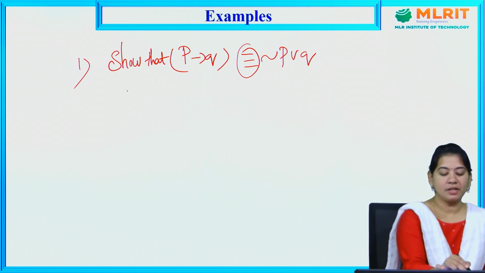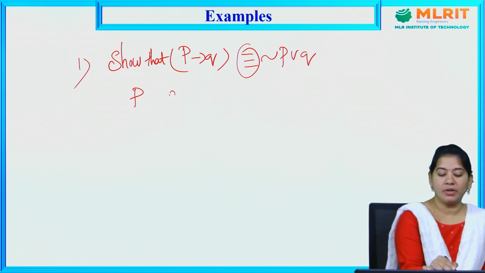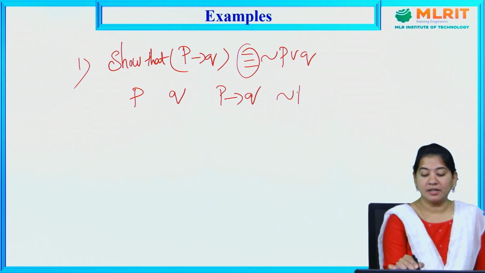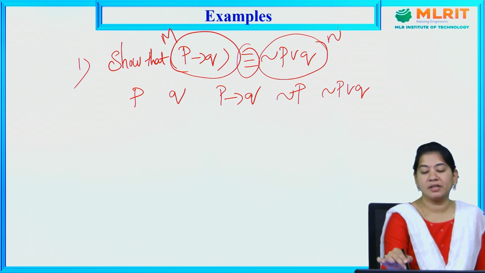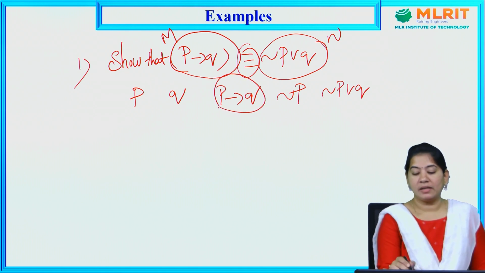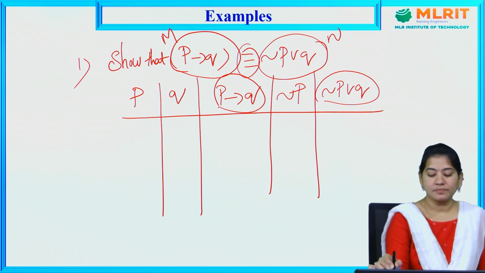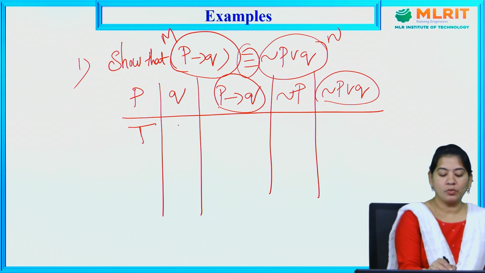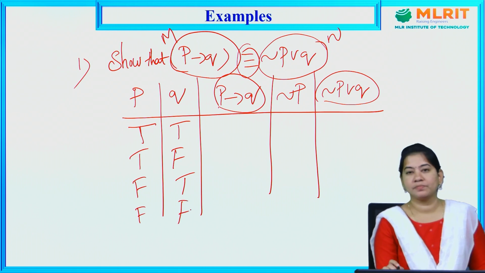By using the truth table, you have to construct the truth table and check. For P implies Q, first consider the variables P, Q, and P implies Q. Next we have negation P. On the right hand side you also need a truth table for negation P or Q. Here the LHS is M, which is P implies Q, and the RHS is N, which is negation P or Q. Now construct the truth table for P, Q, P implies Q, negation P and negation P or Q. As we have two variables, you get the combinations true true, true false, false true, and false false.